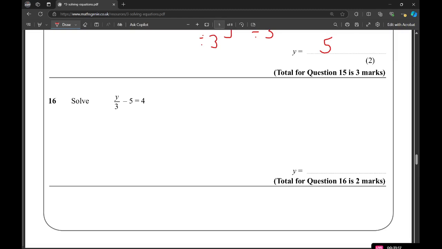y over 3 minus 5 is equal to 4. So I'm going to add 5 to both sides. You have y over 3, so y divided by 3 is equal to 9. Then I'm going to times by 3. Remember that a fraction line means division. So y equals 9 times 3, which is 27.